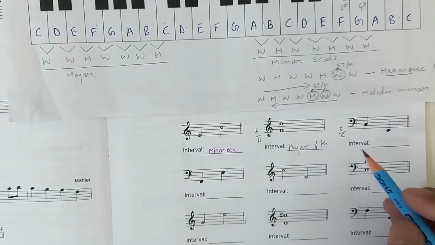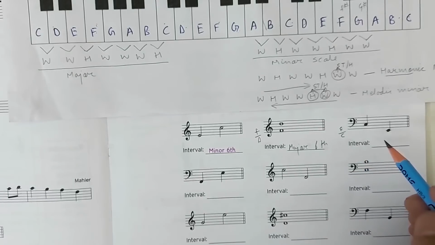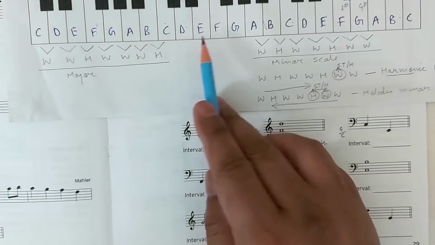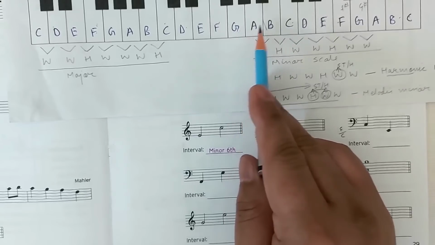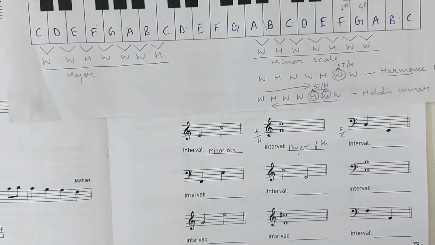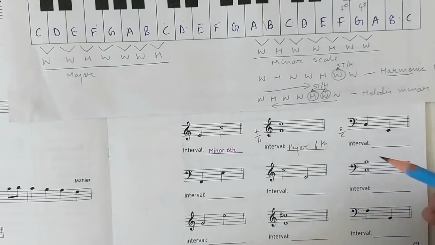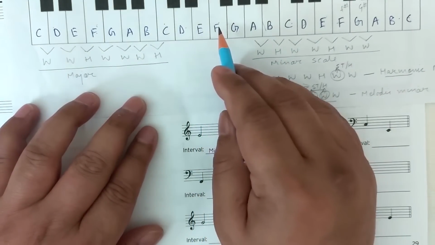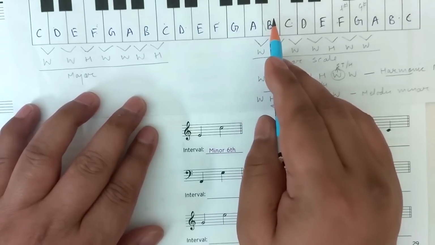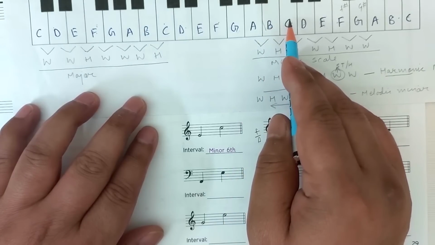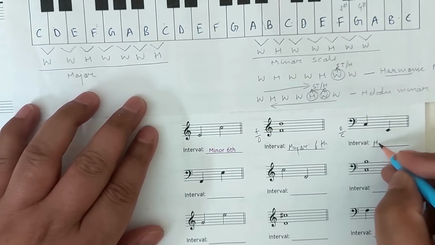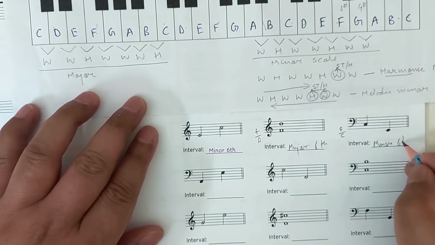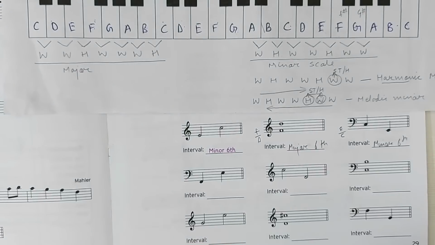Okay. Now the next one, you can see the lower note is our E note and the higher note is C. So E to C: 1, 2, 3, 4, 5, 6. This is again a sixth interval, either minor or major. We'll check that by counting the semitones. So we start from E: 1, 2, 3, 4, 5, 6, 7, 8. So this time this is an 8 semitone interval. So this is a minor sixth.